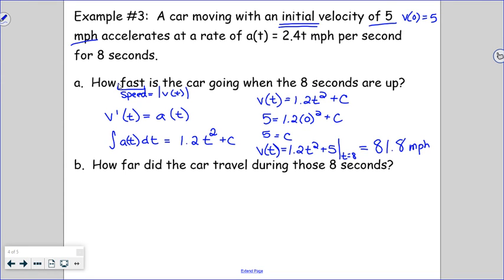Okay. So how far did the car travel in those 8 seconds? So that would be total distance, right? And it doesn't really matter because our velocity is some positive number being squared, which will be positive, plus another positive number. Isn't our velocity always positive? Which means it's always moving in a positive direction. We only need one integral. We don't have to break it up into positives and negatives for how far it traveled. And during those 8 seconds, it means from 0 to 8, of our velocity function.